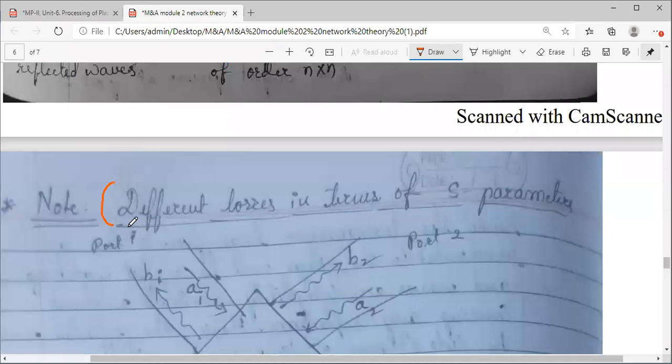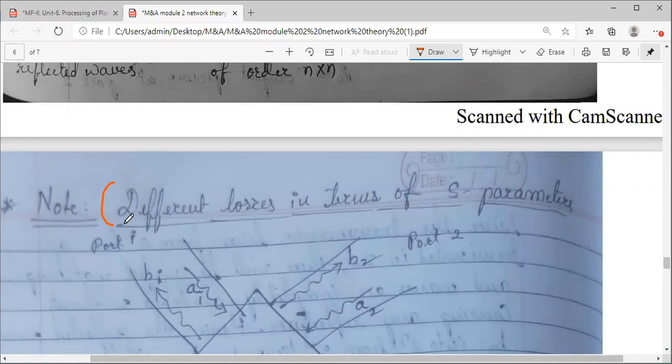As a note I have given you, this may be asked: explain the different losses in terms of S parameters associated with a transmission line. The different losses that you have come across are probably attenuation, heat loss, dispersion. These are all losses only. They are not good terms; they are the effects which are unwanted things. So what different losses you come across in a transmission line, you will get many.